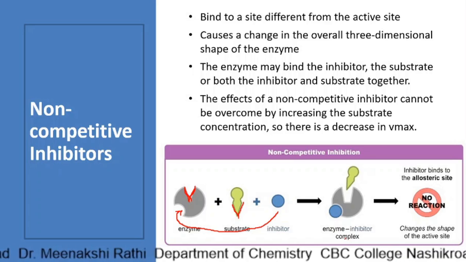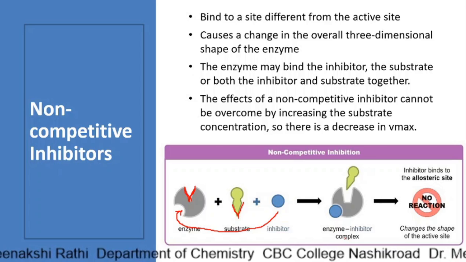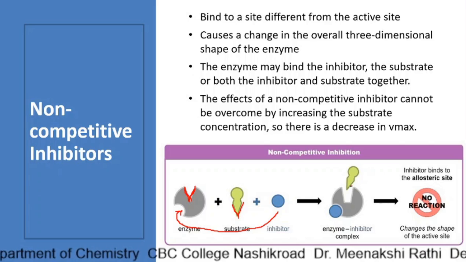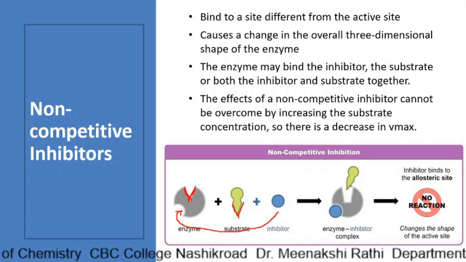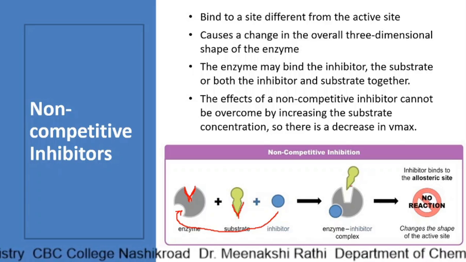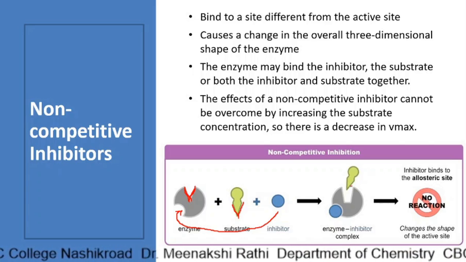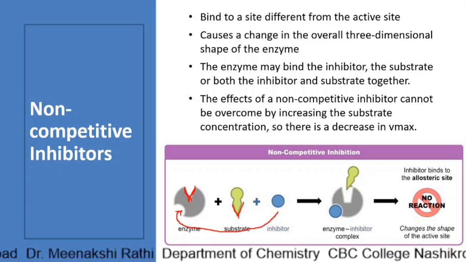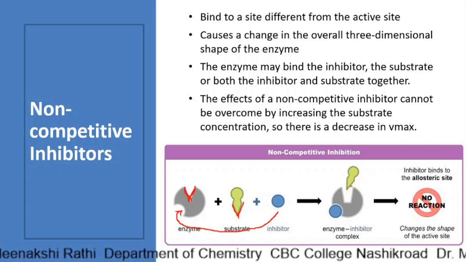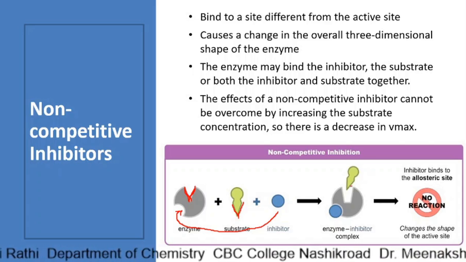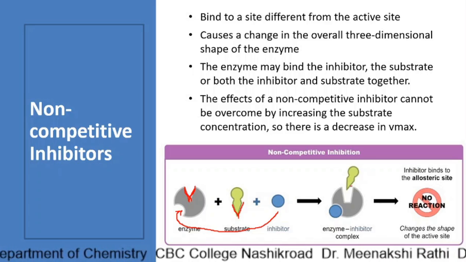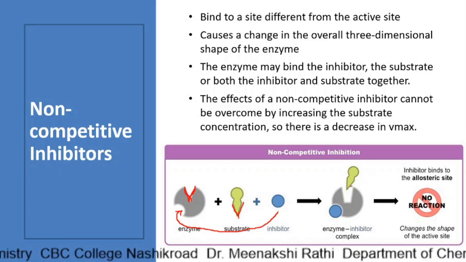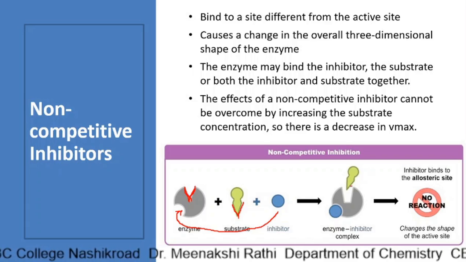Now, the effect of a non-competitive inhibitor cannot be overcome by increasing the substrate concentration. In competitive inhibition, if you remember, as there is a competition between substrate and inhibitor because both look alike, if the concentration of substrate is increased, then that competition can be overcome and substrate can easily attach to the enzyme and the rate of reaction is increased.